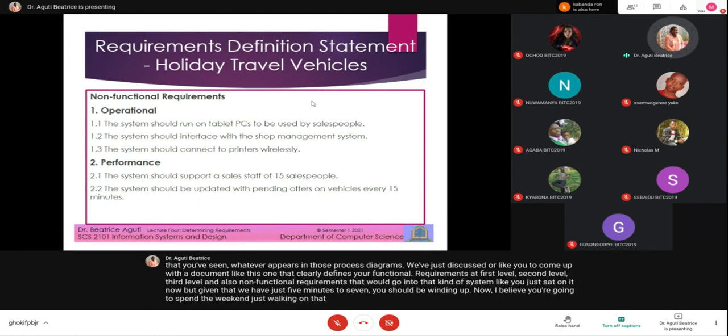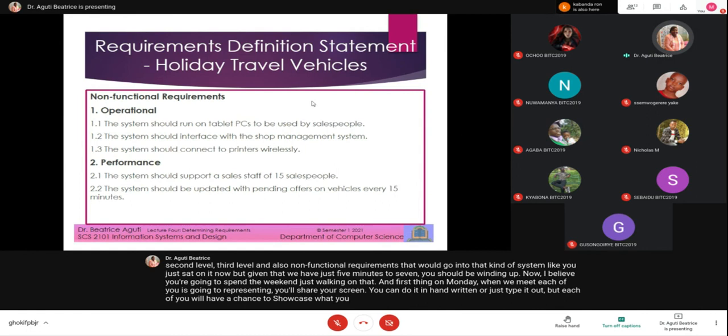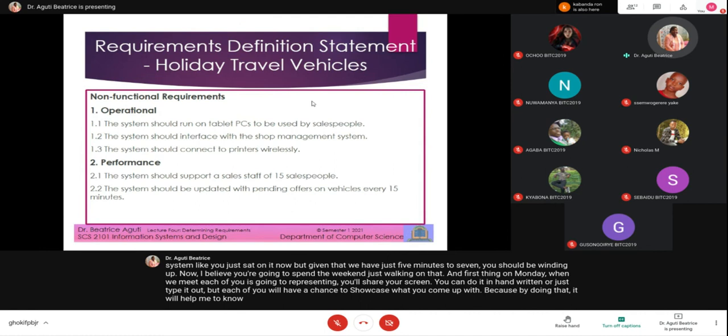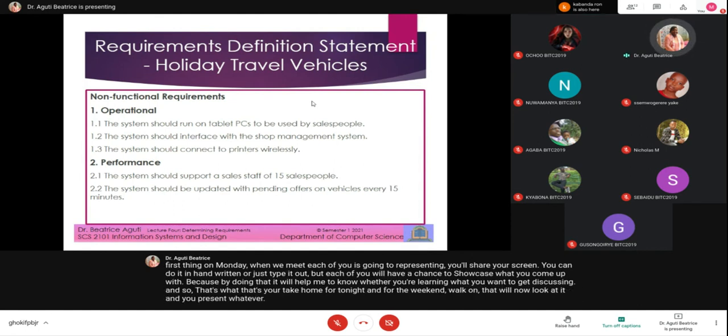And first thing on Monday when we meet, each of you is going to be presenting. You'll share your screen. You can do it handwritten or just type it out. But each of you will have a chance to showcase what you've come up with, because by doing that, it will help me to know whether you're learning what we are discussing. So that's your take home for tonight and for the weekend. Work on that, and you'll present whatever you've come up with on Monday. Is that clear, Agaba?